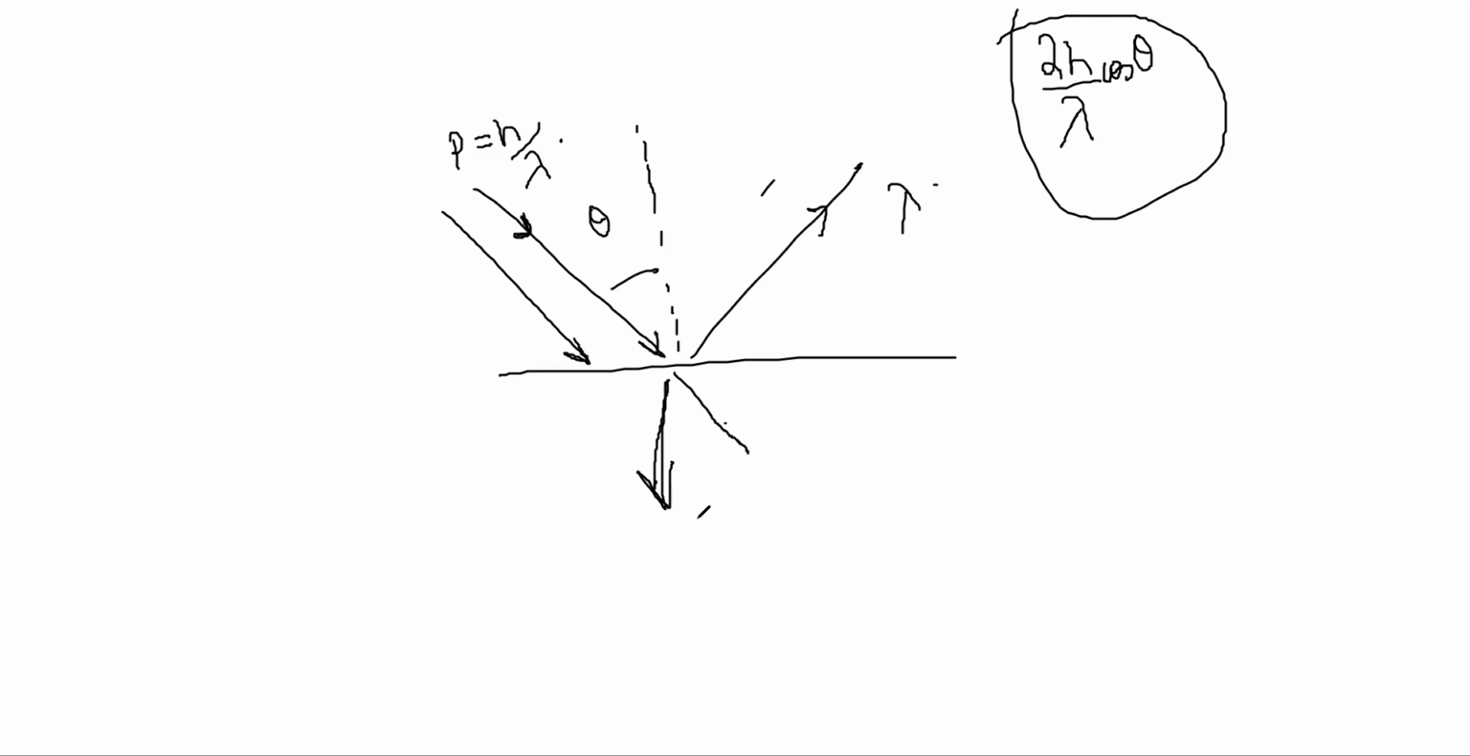It is minus h by lambda cos theta right now, and later it is h by lambda cos theta upward, right? But the other component is unchanged.